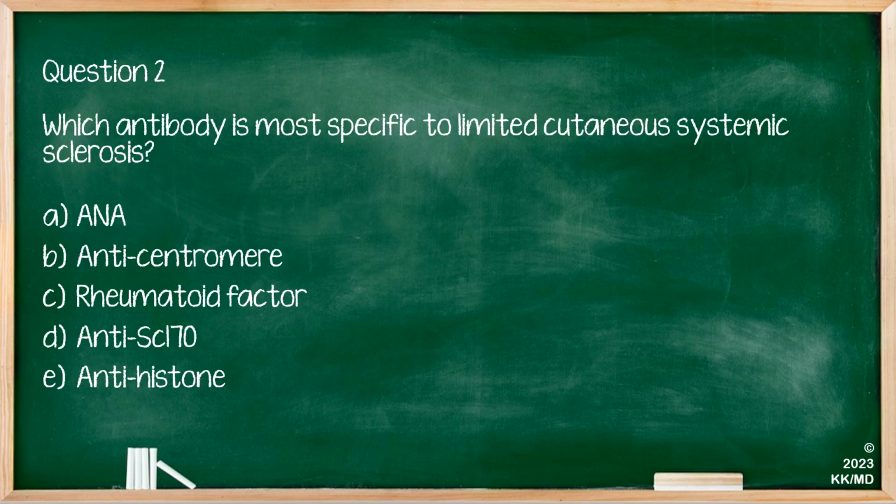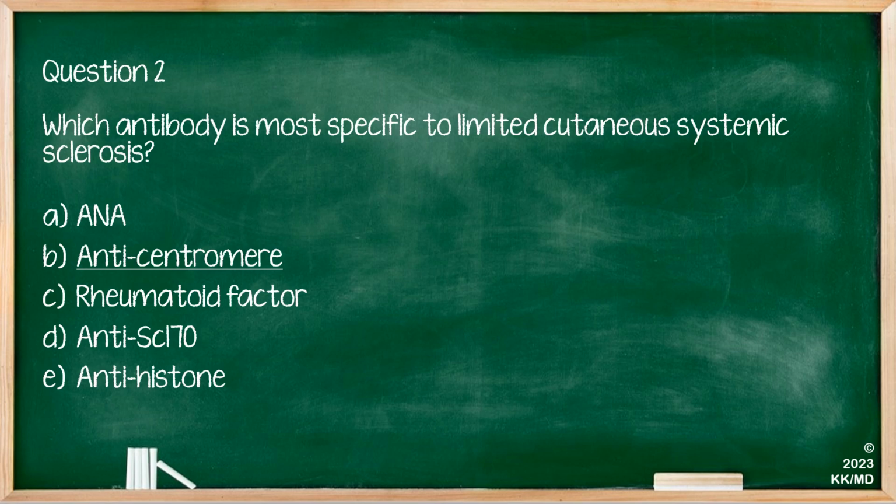Question 2, which antibody is most specific to limited cutaneous systemic sclerosis? So our options are ANA, anticentromere, rheumatoid factor, anti-SCL70, and antihistone. So actually, at least 4 of these antibodies may be seen in people with limited cutaneous systemic sclerosis, but the question is asking us which one is most specific, and the answer to that is anticentromere antibodies.